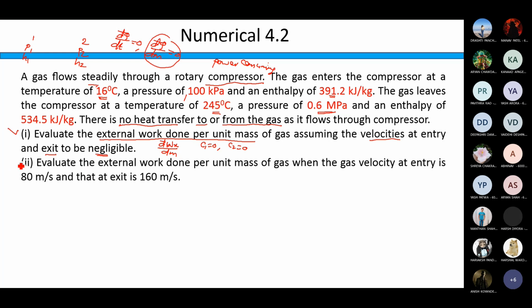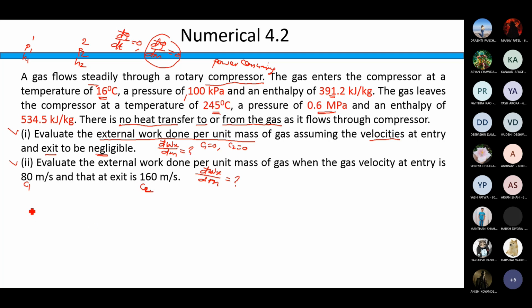And for the second half, evaluate the external work done per net mass, again find this term, when the gas velocity at entry, C1, is 80 meters per second, and that at the exit is 160 meters per second. So C2 is 160 meters per second. Under this condition, what is the work d bar wx by dm? This is what they have asked.